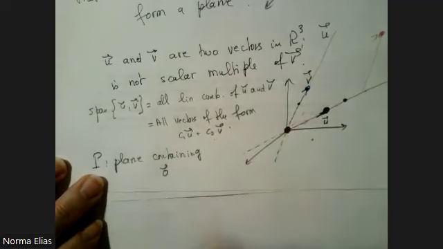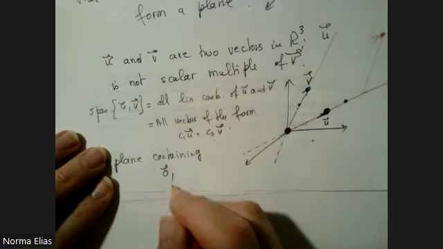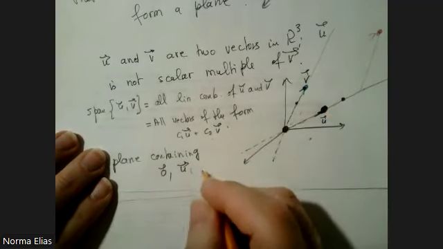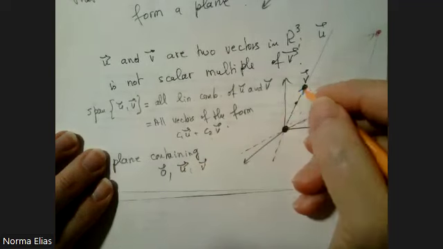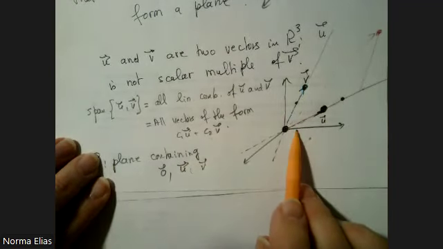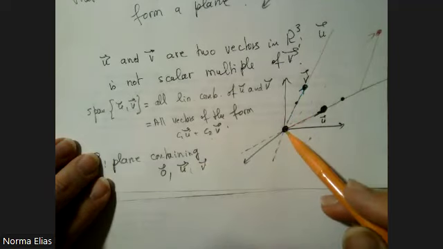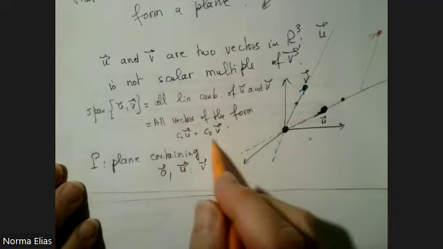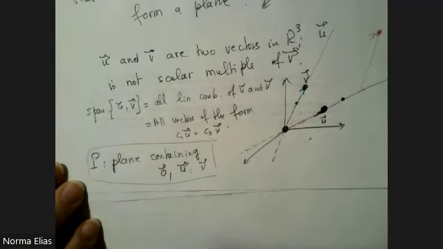I mean this point right here. U, I mean that point right here. V, I mean really the tip of this right there. Because U and V are not scalar multiples, it means that 0, U, and V are definitely not collinear. So this is the plane containing 0, U, and V.